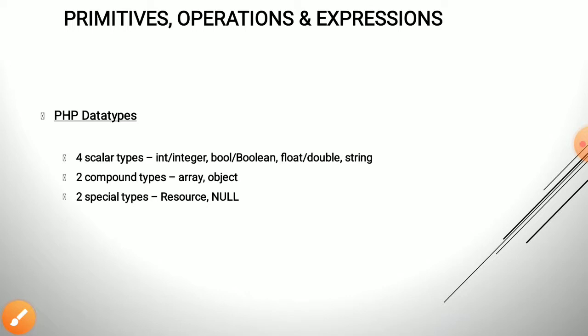So there are four scalar data types: integer, boolean, float or double, and string. Then there are two compound data types in PHP. One is array and second one is object. Array represents a group of elements of the same type. Okay. So in the next video you will learn how to create and manipulate arrays in PHP. And second compound type is object. Object represents a group of associated data and methods.